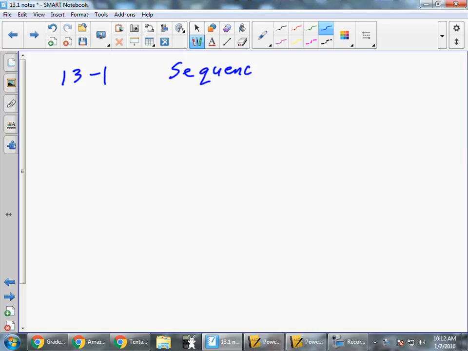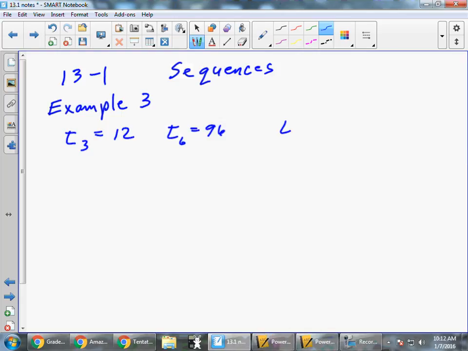Boy, the work there in example 3 is a little bit, it's not confusing, but the authors just chose to leave a bunch out. Remind me, Trevor, how that looks. It was like T sub 3 equals 12, and what else did they give us? T sub 6 equals 96. I think they said give us T sub 11. Yeah, equals find it. Okay, and did it tell us if this is arithmetic or geometric?